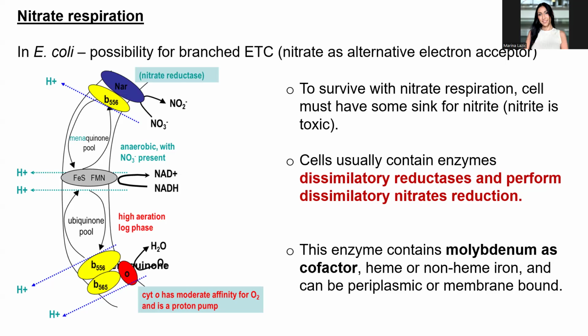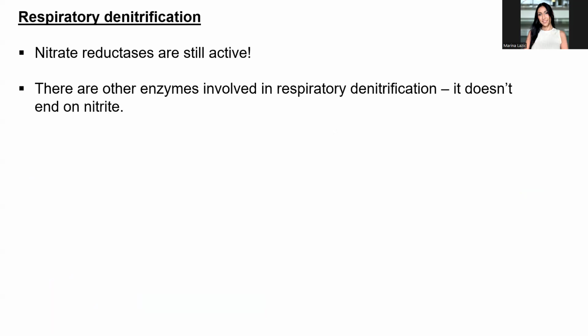What is respiratory denitrification? This is a process run by various reductases that convert various forms of nitrogen into another form of nitrogen. You start from nitrate. Nitrate reductase reduces nitrate to nitrite. Then nitrite reductase reduces nitrite to nitric oxide. Then nitric oxide reductase reduces nitric oxide to nitrous oxide. And very often it stops here. But some organisms have nitrous oxide reductase that will reduce nitrous oxide to dinitrogen.